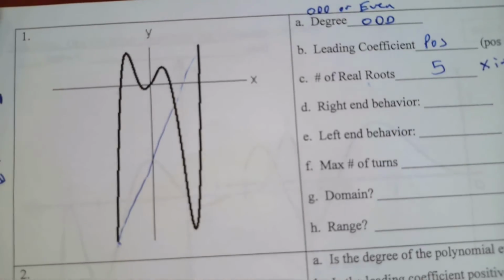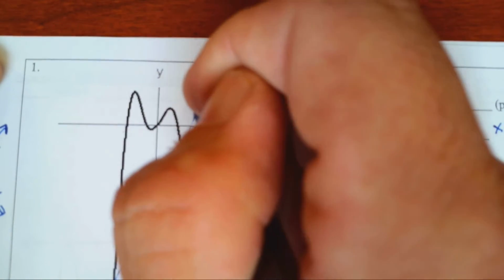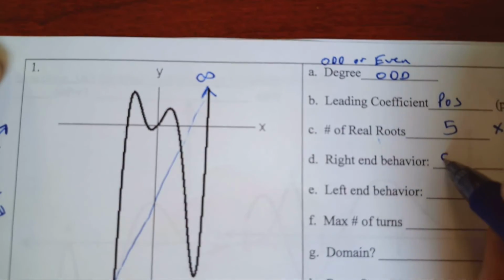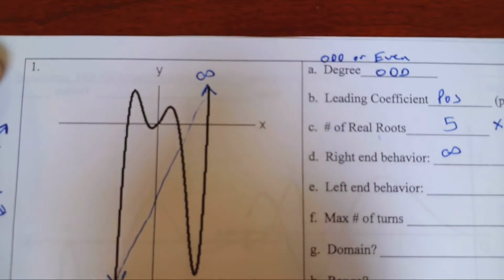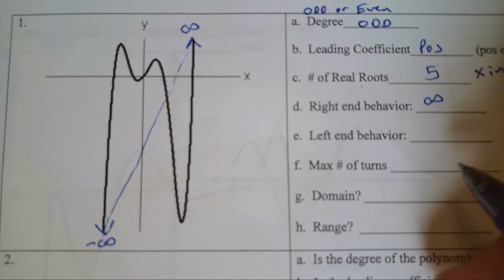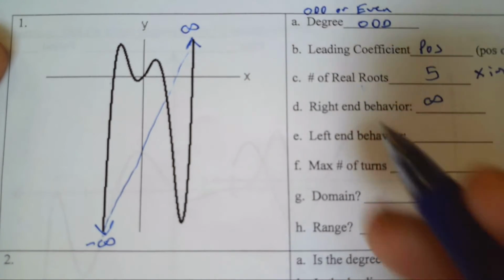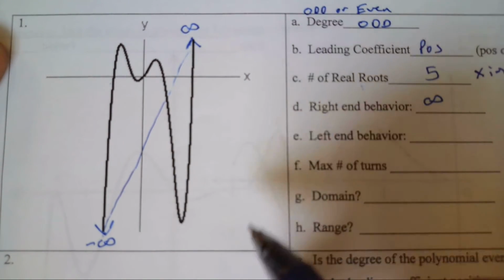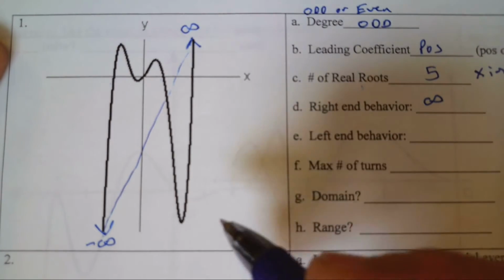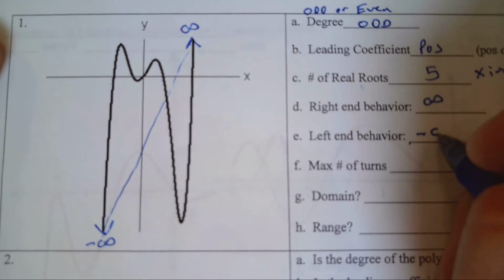Right end behavior. So if we're looking at this, the right end is over here, the right side of the graph. The right side of the graph goes up towards infinity. The left side of the graph goes down towards negative infinity. And that's all these questions are asking. Which way is that right arrow pointing? It's up towards positive infinity. The left end is continuing down towards negative infinity.